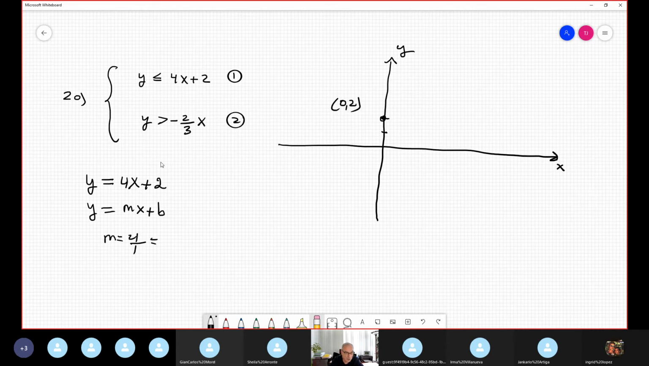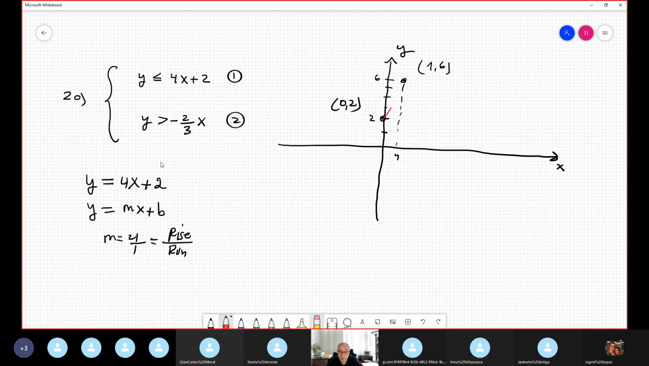So the interpretation of the slope is wrong and right. Right in the top, wrong in the bottom. From this point, I walk 4 up, 1, 2, 3, 4, and 1 to the right. I get the second point. By the way, this is 2, 4 up is 6. I plot that point as the point 1,6. Because I move it. And we have the line.